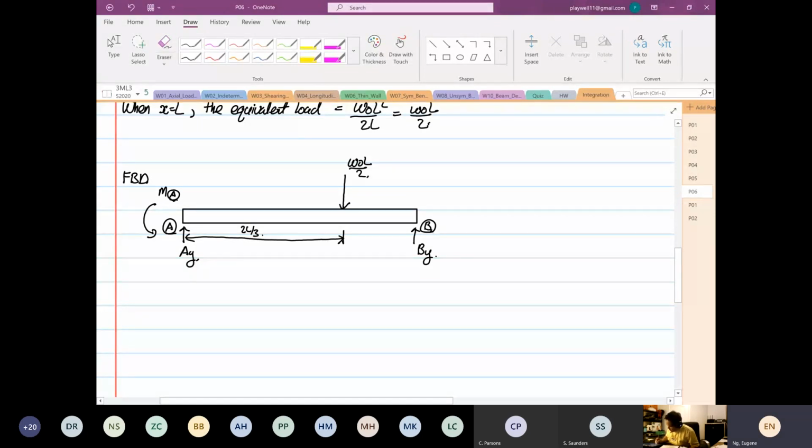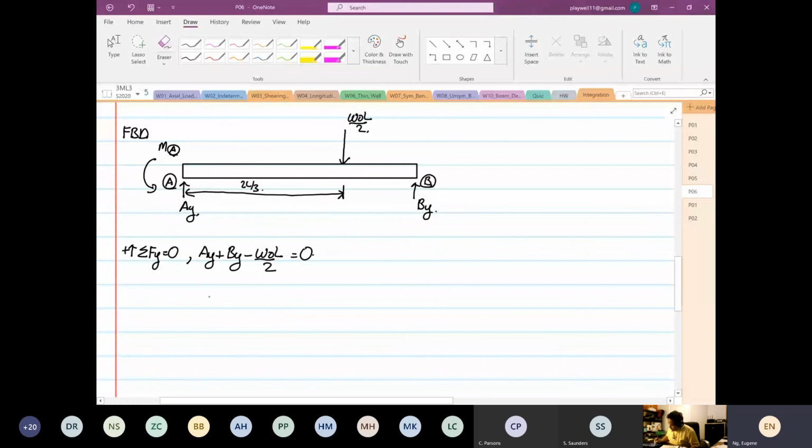So the first thing we do is the summation of forces in the y direction equal to 0. So you have AY plus BY minus omega naught L over 2, and the whole thing will be equal to 0. So now we have AY equal to omega naught L over 2 minus BY. I'm going to call this my equation number 1.